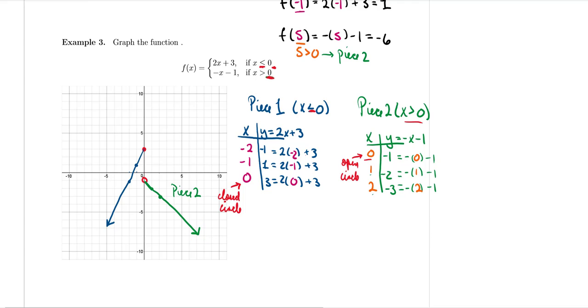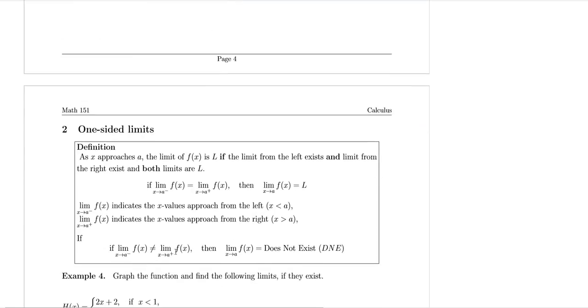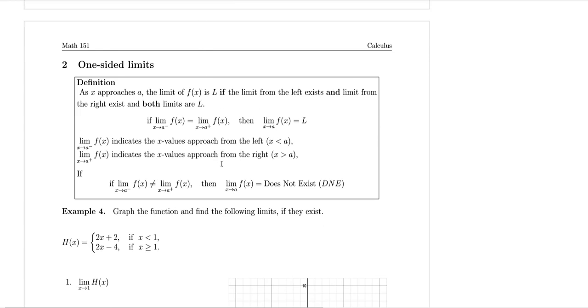And as you saw, it was pretty much just graphing each piece individually, but again, paying special attention to the endpoints here, making sure that we know whether it's going to be an open or closed circle. Okay? Now, with that said, we are ready to begin with the one-sided limits. So let's take a look at the definition here.